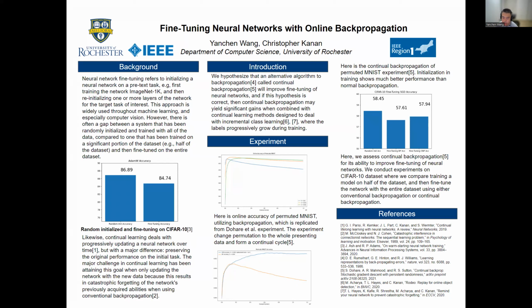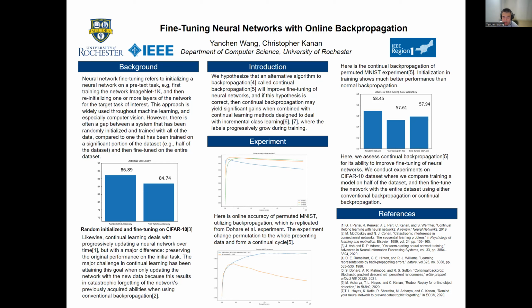Fine-tuning starts with a general purpose base or foundation model and uses a small training set of labeled data to produce a model for a specific task. Neural network fine-tuning refers to initializing a neural network on a pre-trained task, for example, first training the network on ImageNet and then reinitializing one or more layers of the network for the target task of interest. It's a very popular method in machine learning.